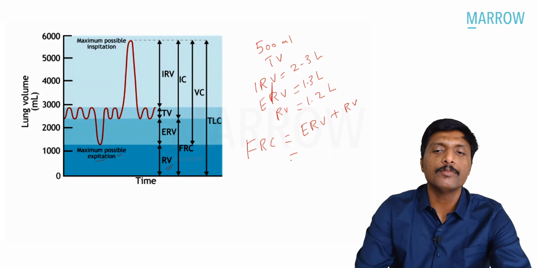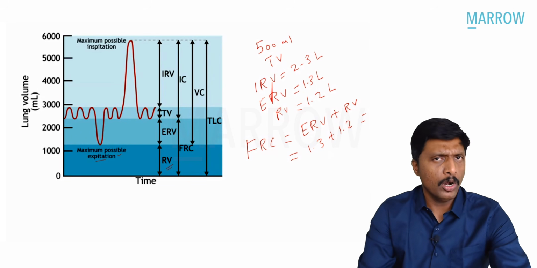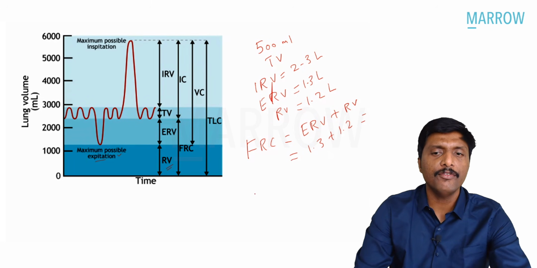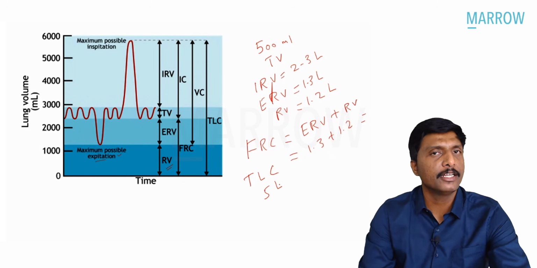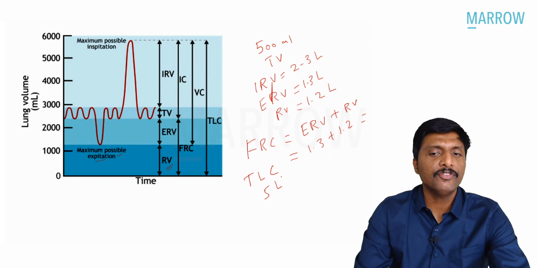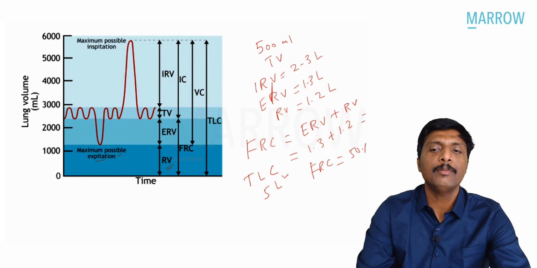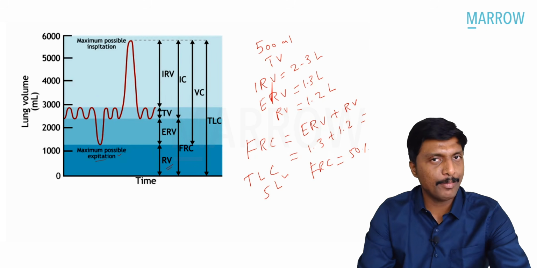So, how much does it come to? 1.3 plus 1.2 equals 2.5 liters. What are the possible MCQs from this functional residual capacity? Remember guys, we know the total lung capacity is 5 liters. In this 5 liters, compare how much is 2.5 liters? Exactly half. That means FRC is 50% of our total lung capacity.